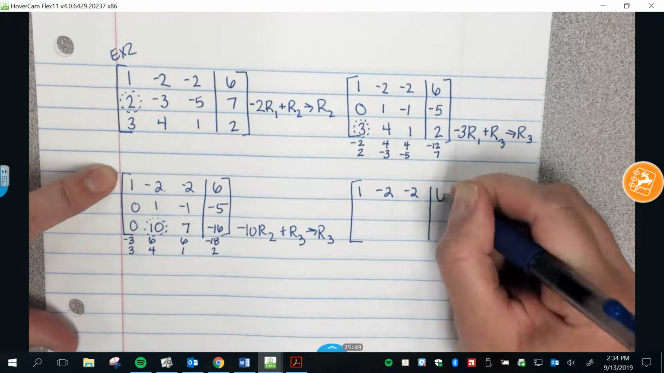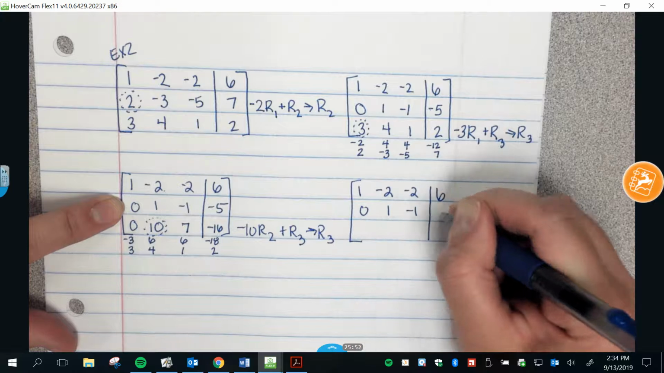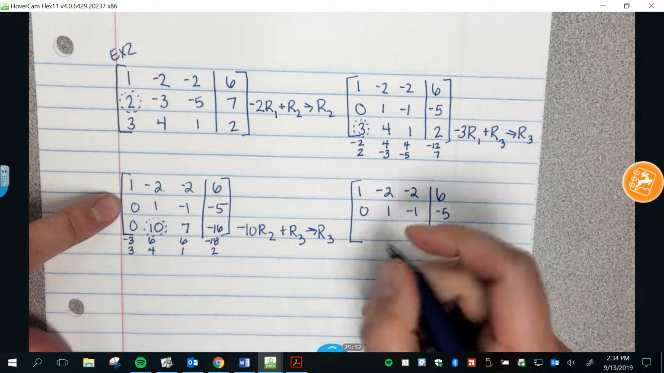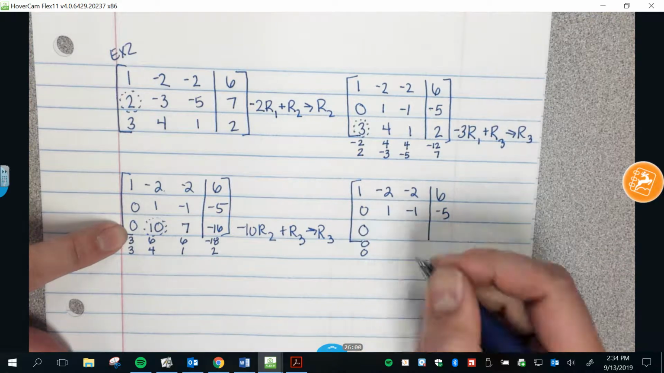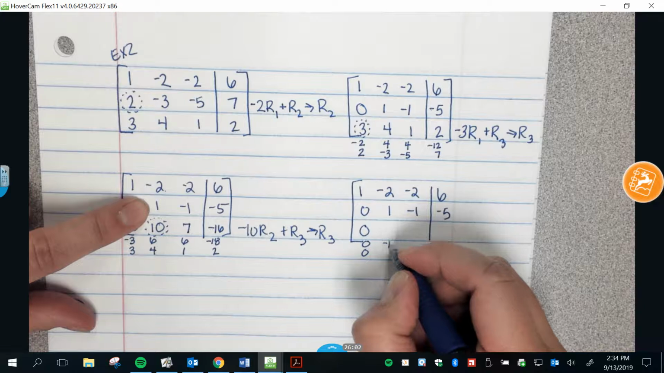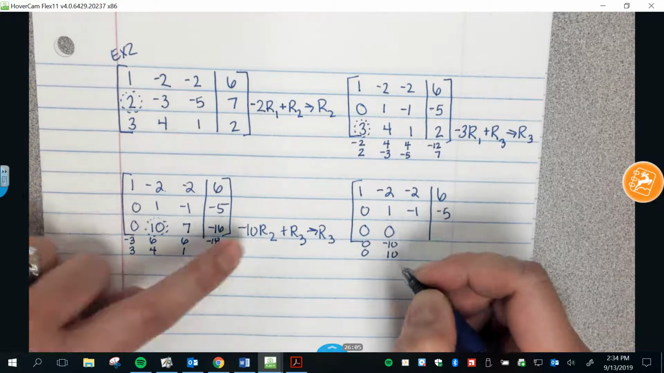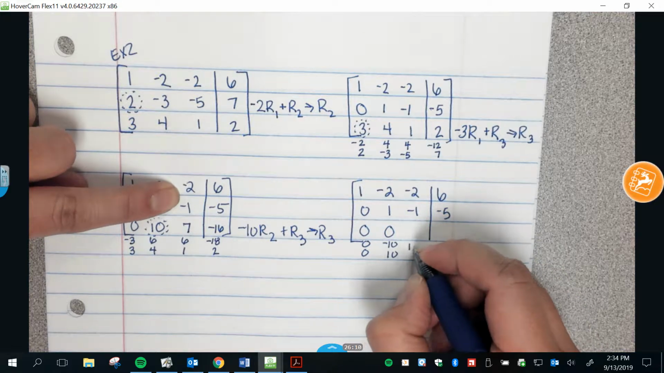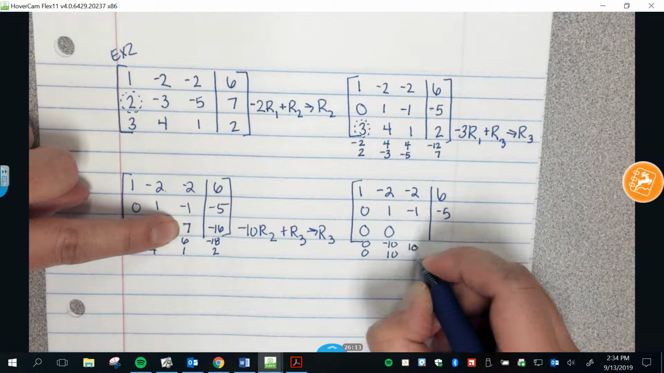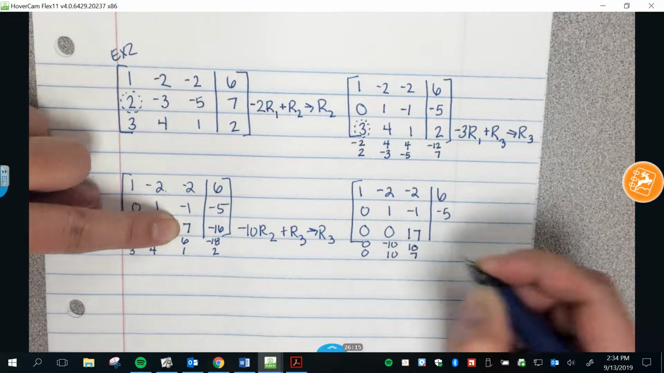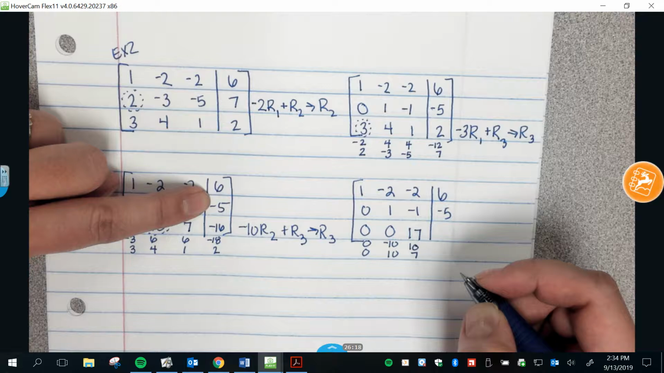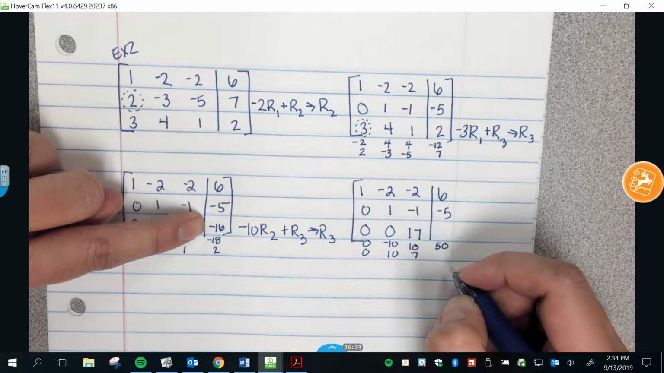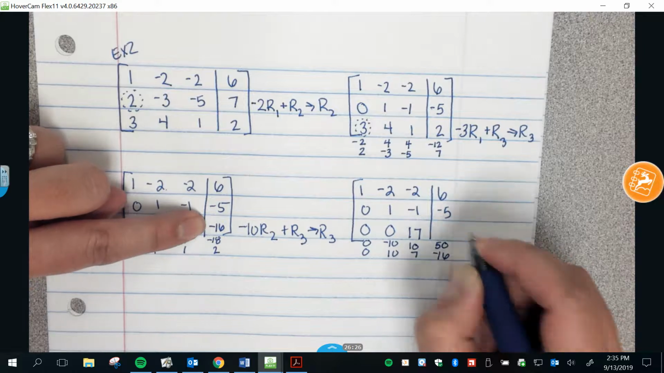All right, here we go. 6, 0, 1, -1, -5. All right, now we're going to do the math. -10 times row 2 is 0, plus row 3 is 0, puts a 0 there. -10 and 10 makes 0. -10 times row 2, so -10 times -1 is 10. Plus row 3, which is 7, makes 17. -10 times -5 is 50. That's okay. Plus row 3, -16 makes 34.